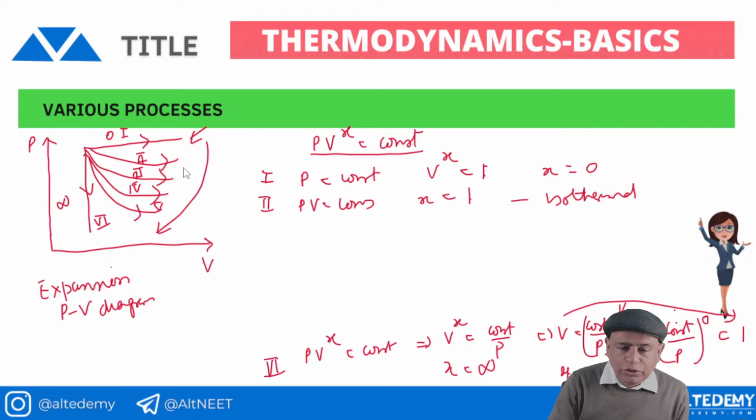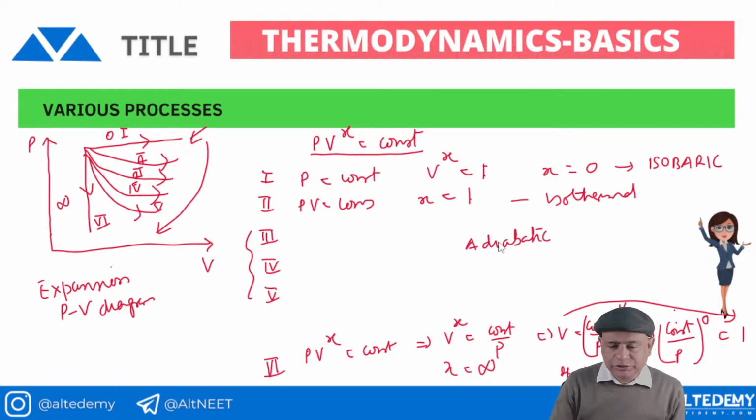Look, what this process number 1 can be called as. Pressure is constant. We call this process the isobaric process. The second process is what? Isothermal process. And you should know about which I will be elaborating in a short while. The process numbers 3, 4 and 5 are all adiabatic processes.